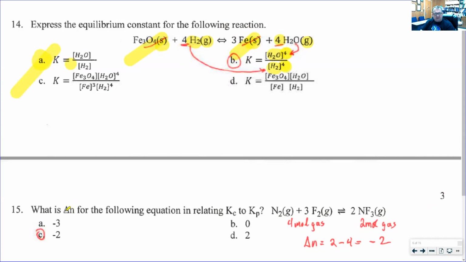All right, number 15 says, what is delta N for the following equation where we're converting Kc to K sub P? So a concentration-based equilibrium constant to a pressure-based equilibrium constant. So if we look at the amount of product that we have 2 moles of gas. If we look at the reactants, we've got a total of 4 moles of gas in the system. Delta N is products minus reactants, so it's a -2, and therefore choice C is the value with that one.